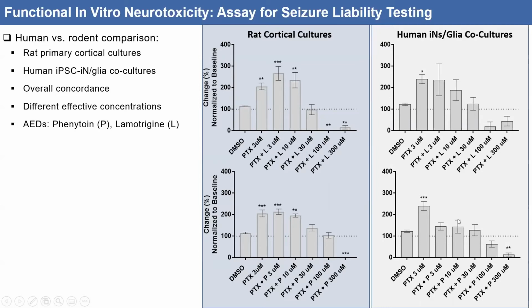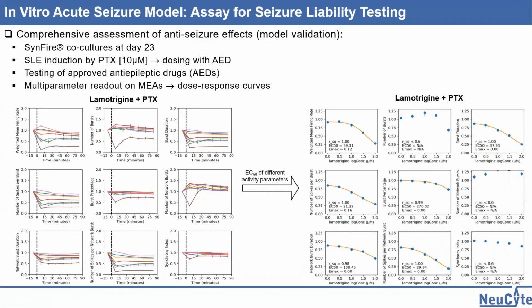However, we already saw that there's at least a difference in the sensitivity of human versus the mouse. And so we looked a little bit closer at the difference in the sensitivity of those two models or setups. We continued testing more AEDs in a similar model using PTX instead of bicuculline, but using a total of 13 approved AEDs for counteracting the acute seizure effect. And we quantified all the responses at different concentrations and derived EC50 values for each of the parameters describing the neural network activity changes.